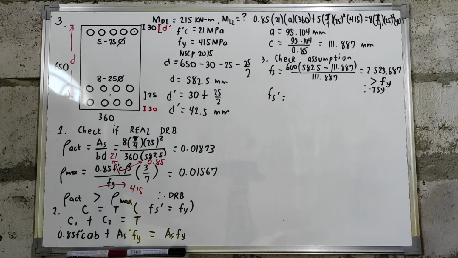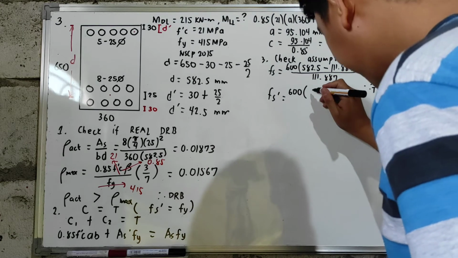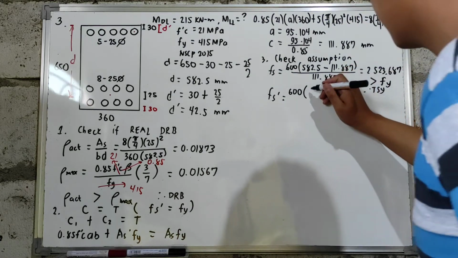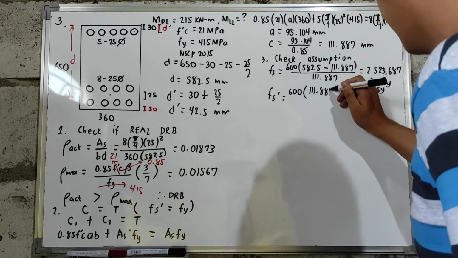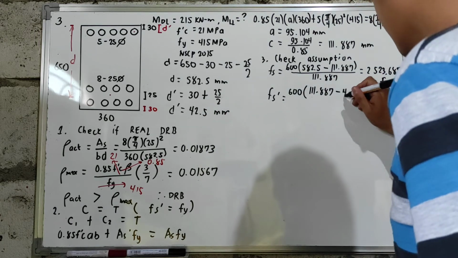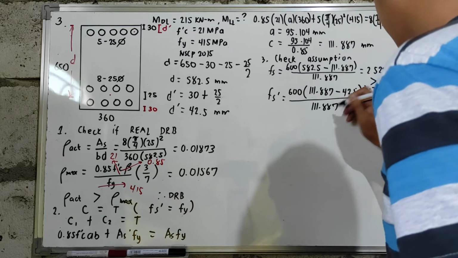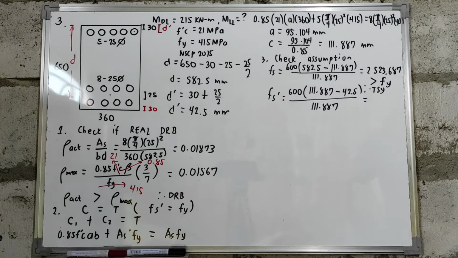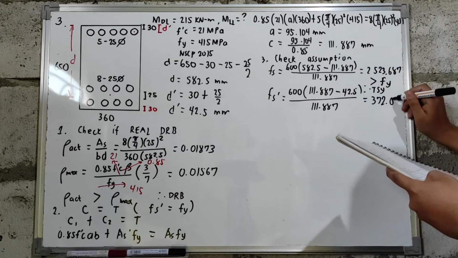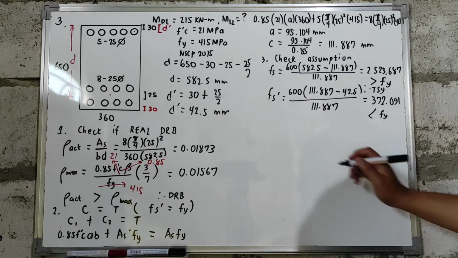Next naman, doon naman tayo sa compression steel bars. So that is 600 multiplied by C minus D prime. So the value of your C that is equal to 111.887 minus yung D prime natin which is equal to 42.5 over 111.887. So the value of your Fs prime is now equal to 372.091, which is less than to the value ng Fy natin.